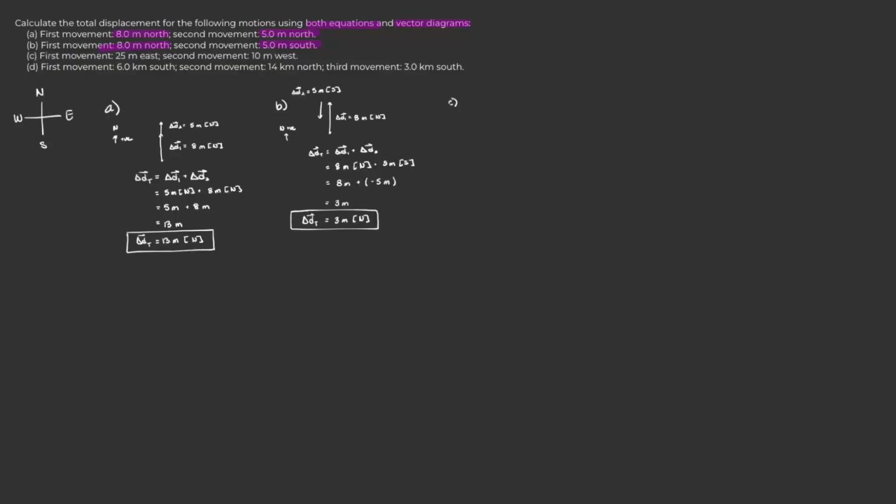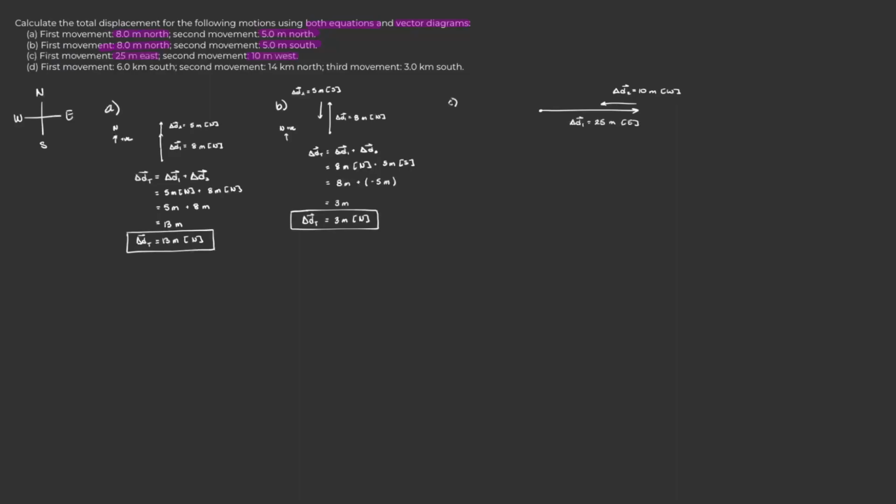Question C says the first movement is 25 meters east. The second one is 10 meters west. So we start somewhere here. We are moving 25 meters east, like that. We'll say that's our delta d1, 25 meters towards the east. And then we move about 10 meters west. So let's say it's about that much. 10 meters west, just like that.